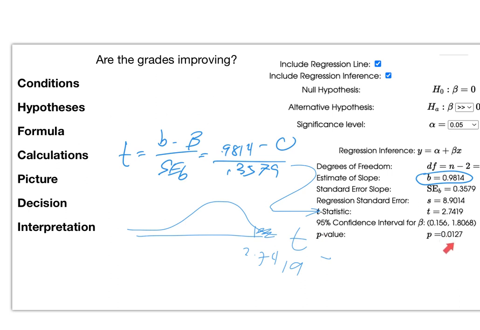Anyways, this is really low. Reject the null. Like, very confidently reject the null. Accept the alternative. There is strong evidence, because that's really small. There is strong evidence to show that the exam 2 grade will be greater than the exam 1 grade. The slope is positive. It's a growing function.